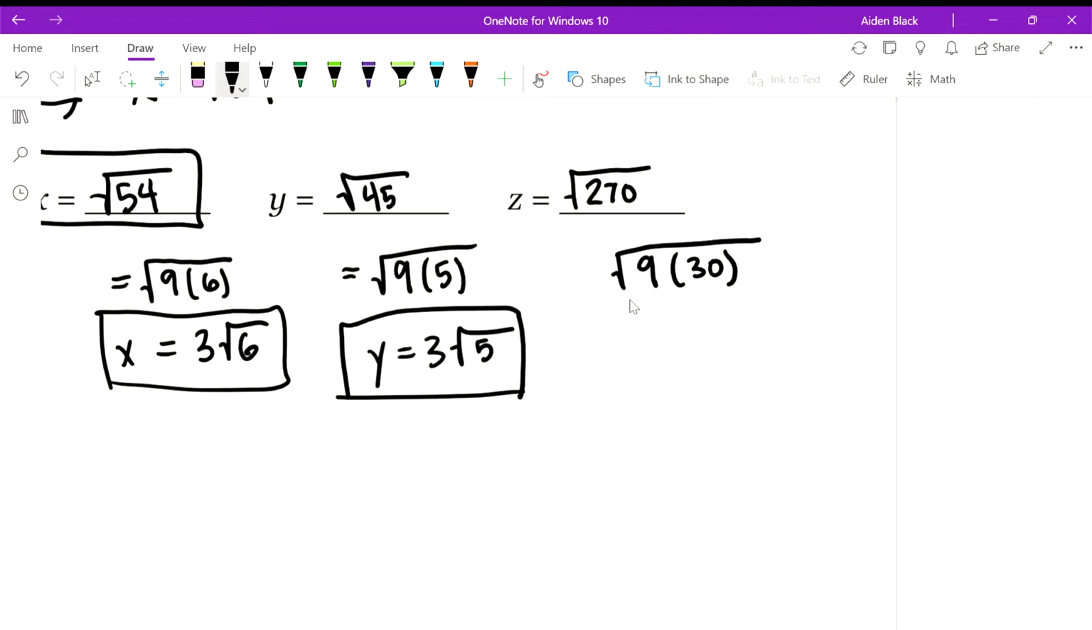No, so what we'll do is leave it as, what's the square root of 9? 3. We get 30 here. Yeah, 30 is not divisible by 4, so we can't do that, and it's not divisible by 9. So we'll just leave it like this, 3 square root 30.